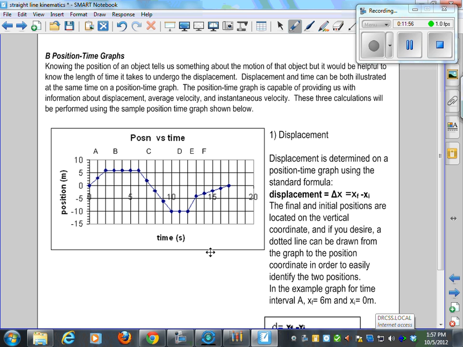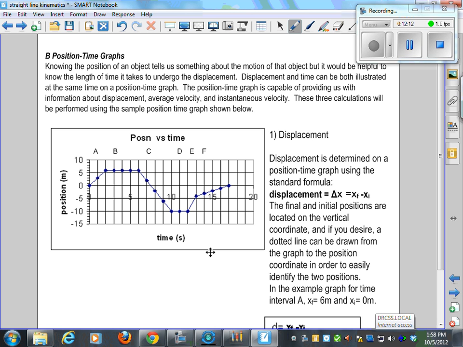Okay. And what's instant? Just the one. A single one? Yeah, a single event. And average would have to be over a period of time. Okay, good.